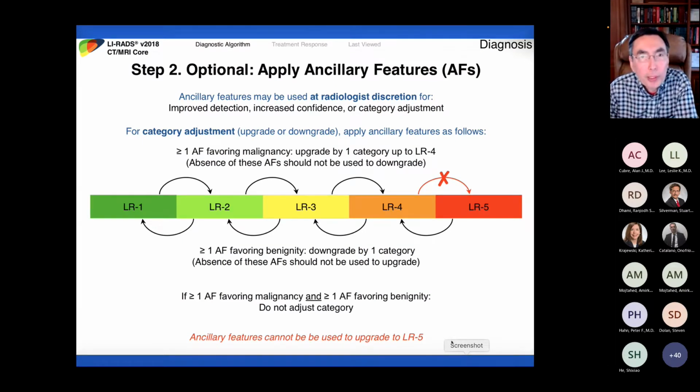Notice that if we decide to apply ancillary features, and it is optional, you cannot use them to upgrade from an LR4 to an LR5. So LR5 assignments are purely based on major features, and you cannot use ancillary features. If you use ancillary features to upgrade or downgrade, you can only upgrade or downgrade one category, no matter how many ancillary features you see. And also, if you have opposing features, it doesn't matter whether you have 5 favoring malignancy and 1 favoring benignity, they just cancel each other out.